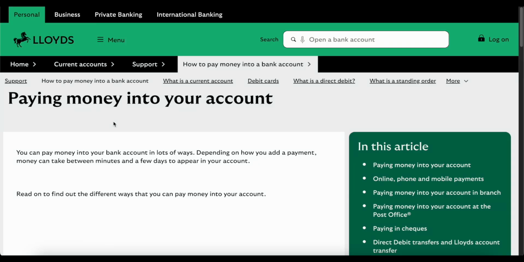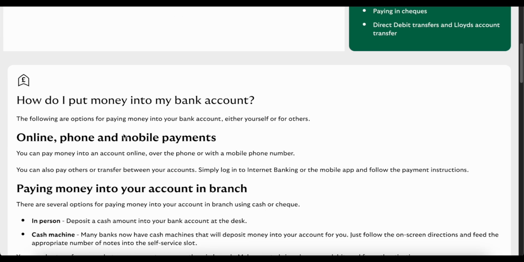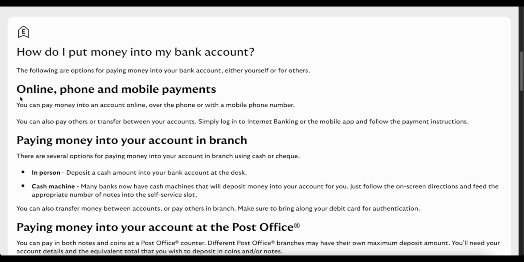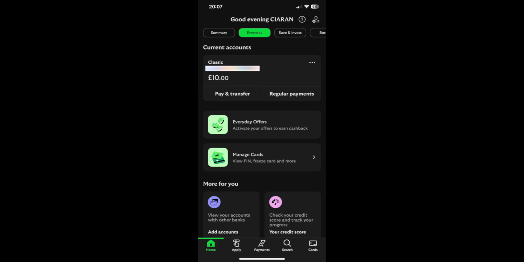So how to deposit money on Lloyds Bank? There are a few ways to deposit money on Lloyds Bank, but the most common one is if you know your Lloyds Bank sort code and account number, you can go ahead and transfer the money in from another account using those details. And if you don't know what your sort code and account number are, if you open up the app, they'll be displayed right here and also on your Lloyds card physically.